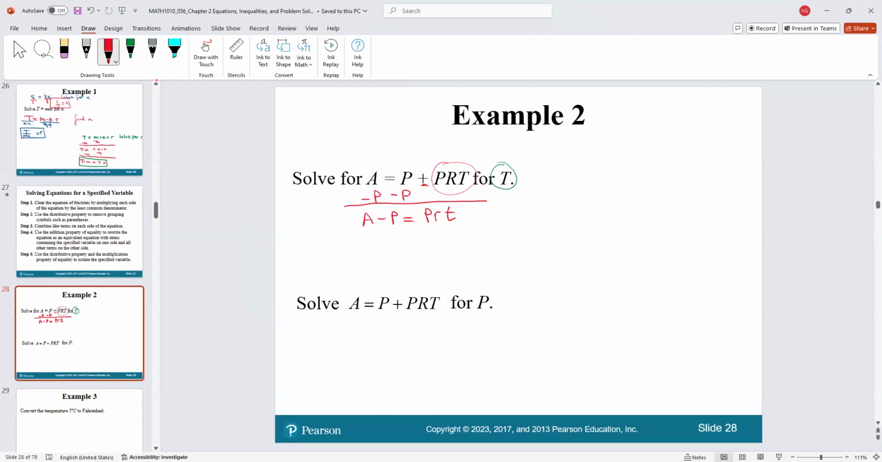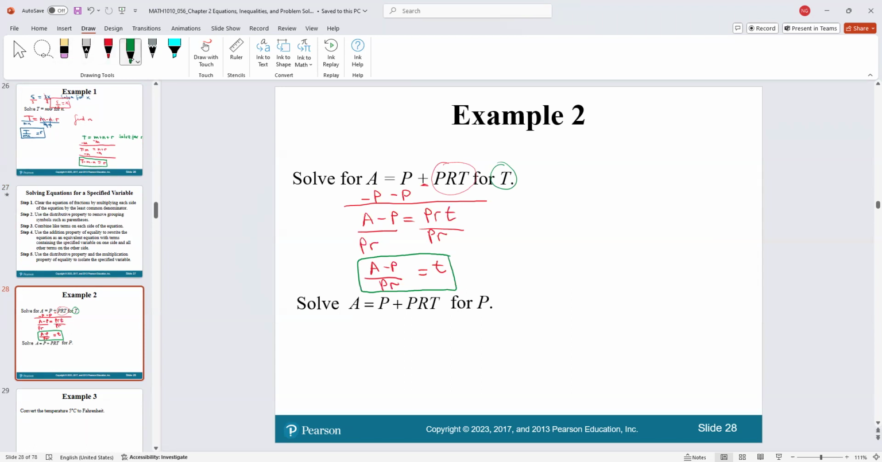What should I do? Should I add P and R on both sides, or should I divide? Yes, in this case, we must divide because it's a product. Because it's a product, we can divide by PR from both sides. So T would be A minus P over PR. So we solve for T by isolating first. We first get rid of P, because in additions we can subtract. Then we divide both sides.